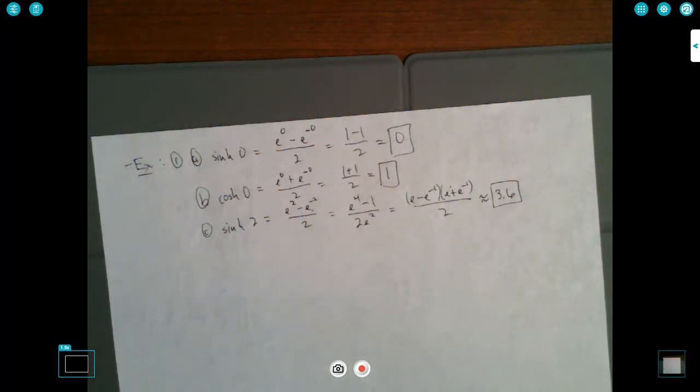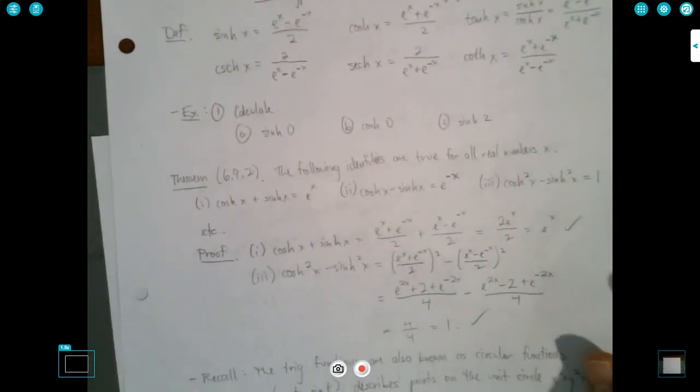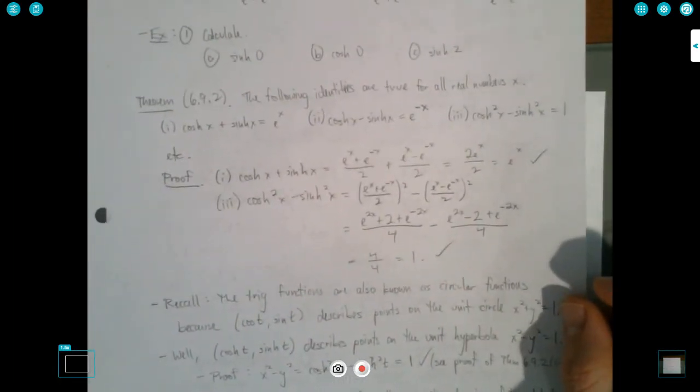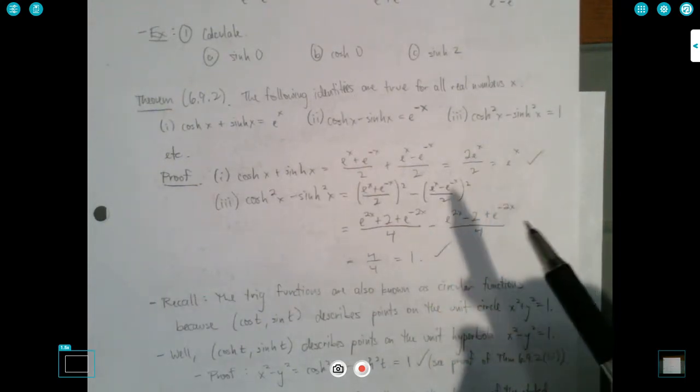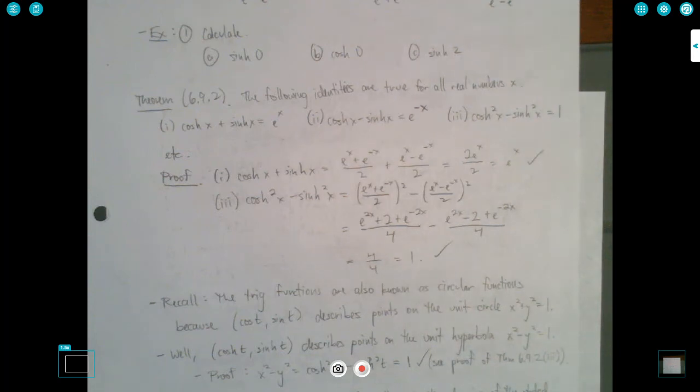Okay, so that's that. All right. So the next thing that comes up in this section is that there are all kinds of identities that are true for these hyperbolic functions that really mirror a lot of what you see with trig functions.